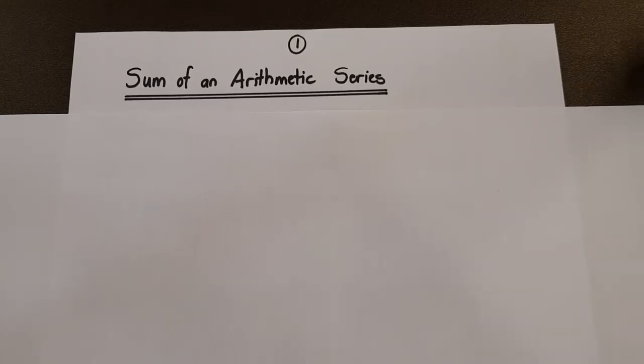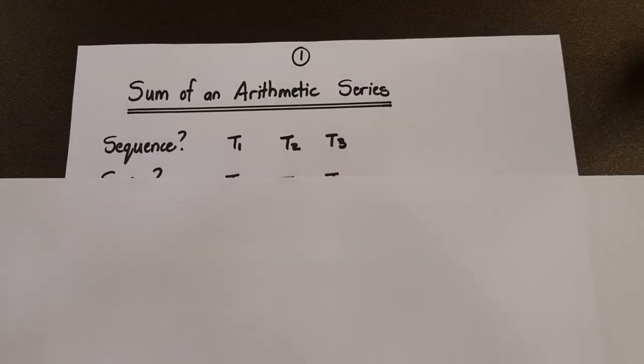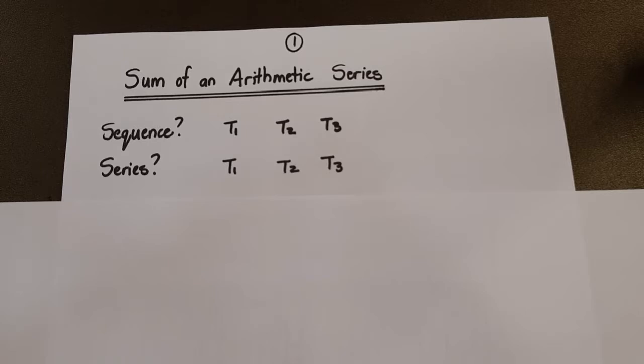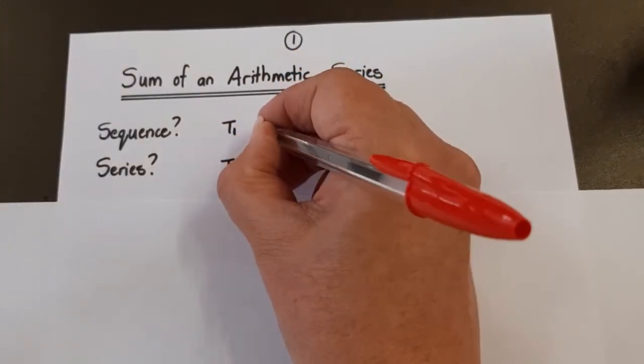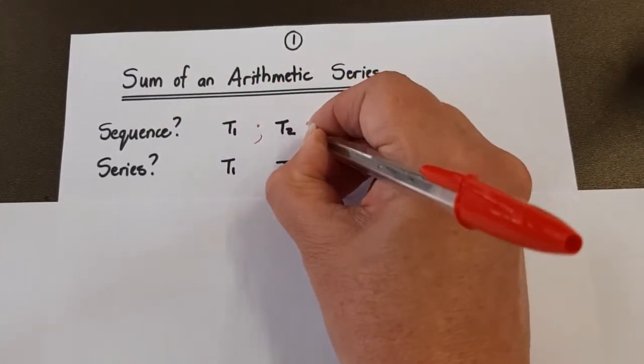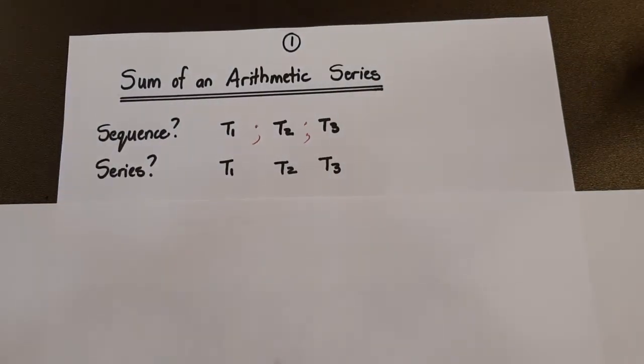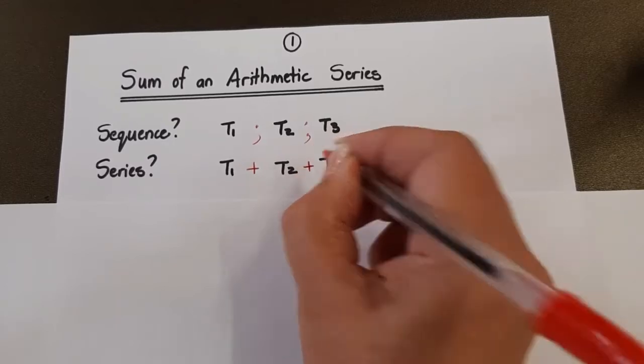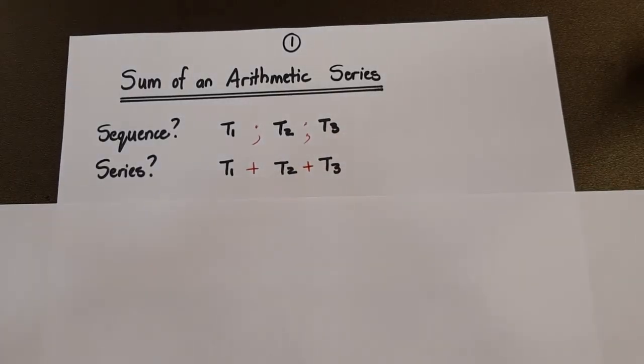Good morning, class. Today's lesson is about the sum of an arithmetic series. Now you'll notice that I suddenly changed the word sequence to series. So what is the difference between a sequence and a series? In a sequence, you have semicolons between the terms. In a series, we want the sum of all the terms. So there are pluses between the terms.